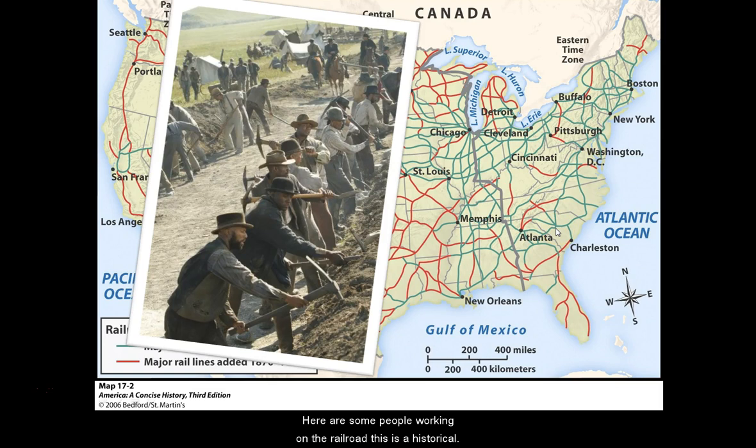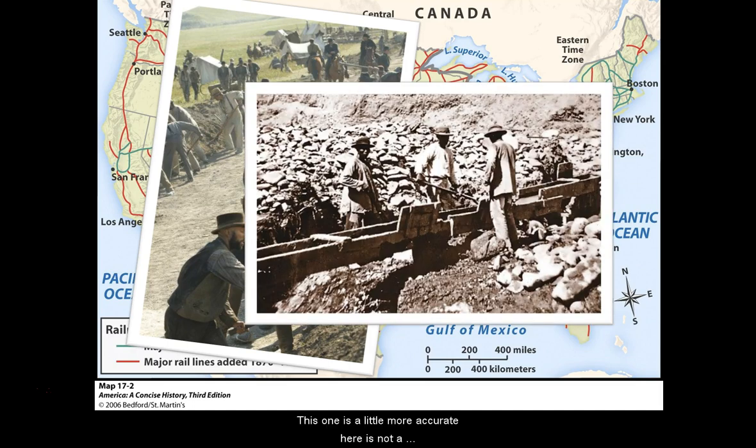Here are some people working on the railroad. This is a historical depiction. This one is a little more accurate. Here is not a depiction, but this is a photo taken of Western Railroad construction. I'm not sure if you can notice the clothes, the hat, or the face here, but this man looks to be of Asian descent, most probably Chinese.